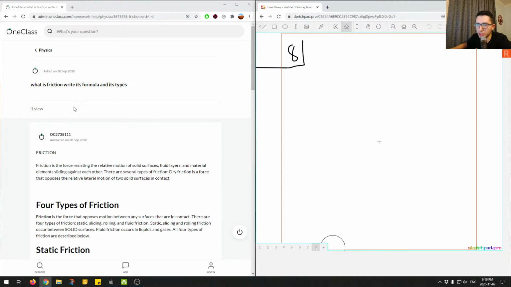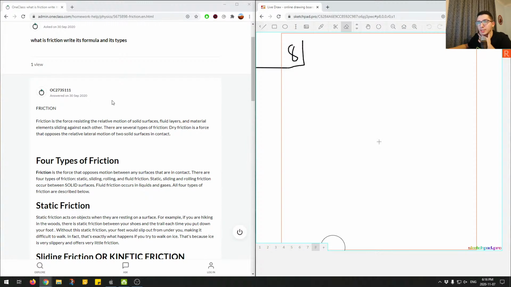Okay, so for this question we're asked, what is friction? Write its formula and steps. So we're just kind of thinking about what friction is and all its types and the formulas associated. So there's 4 types as indicated by the junior tutor. Let's go through the junior tutor's answer and then we'll verify how to think about this.